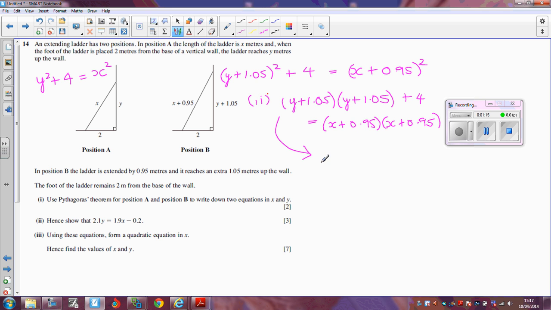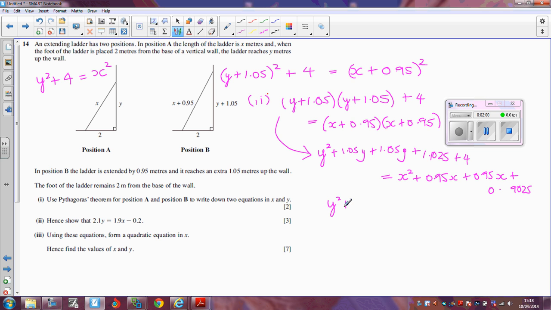Okay, let's go down here. So y times y, so we've got y squared plus 1.05y plus another 1.05y plus 1.05 squared. Now that's going to be 1.1025, plus the 4 is equal to, now let's multiply these two brackets together, so it's x squared plus 0.95x plus another 0.95x plus 0.95 squared, which is 0.9025. And I'm going to tidy this lot up.